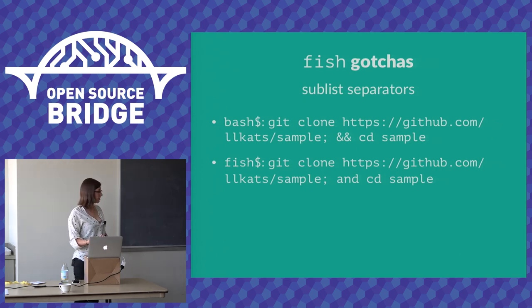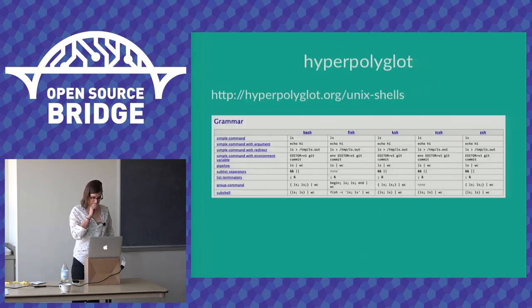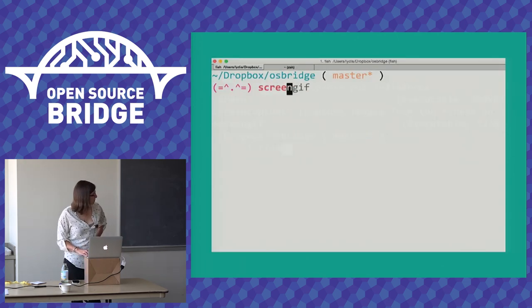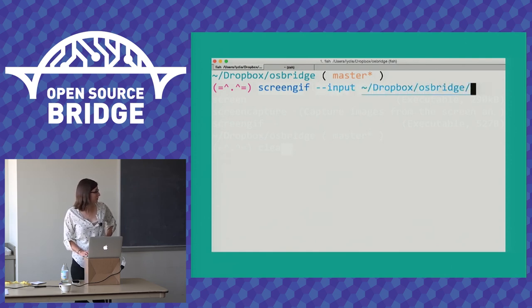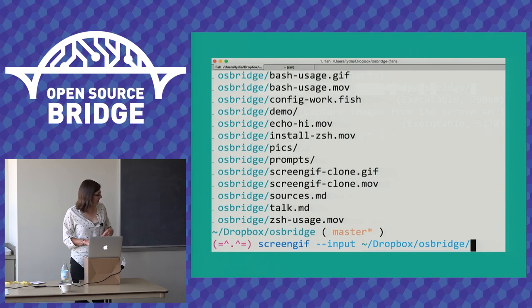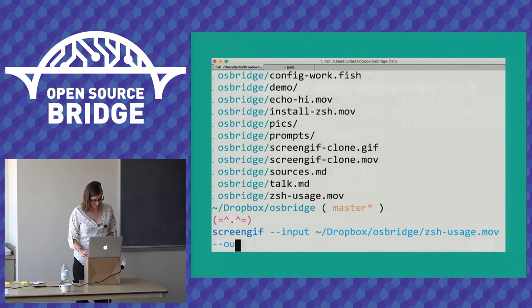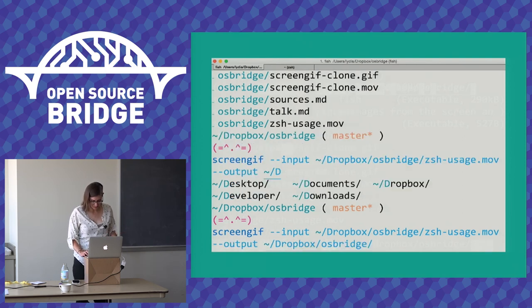Or you might find a neat shell script that someone wrote and have to translate it so that Fish is happy. Fortunately, on Hyperpolyglot, there are tons and tons of these tables that do the translations for you, so you can look up what you need to know in order to translate those scripts. I just wanted to take another GIF of working with Fish because the auto completions are just awesome. It is so helpful.